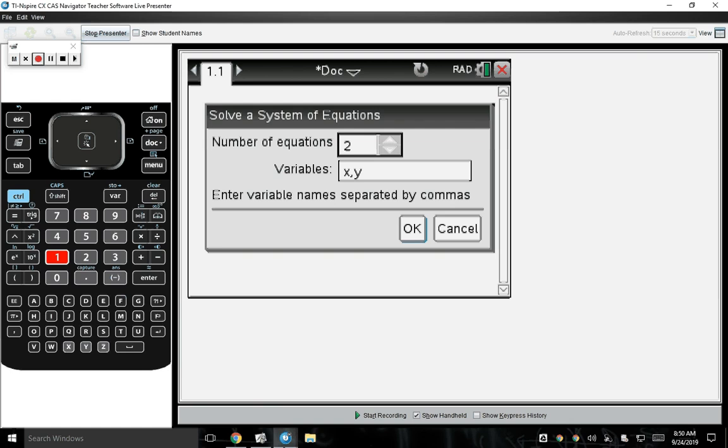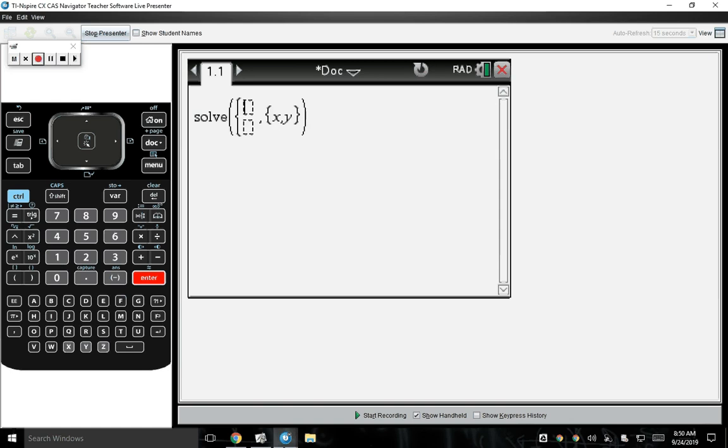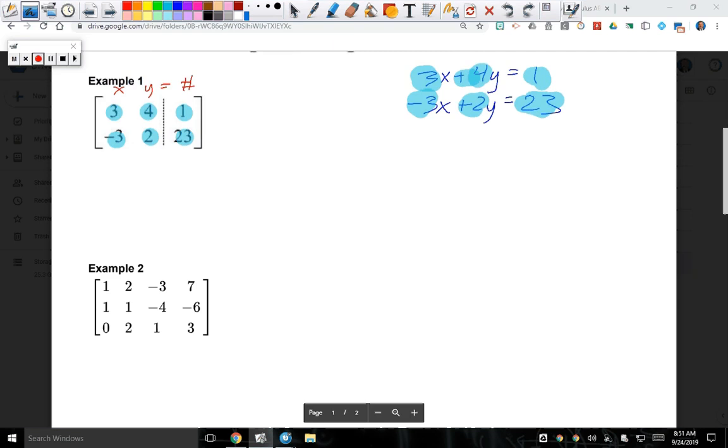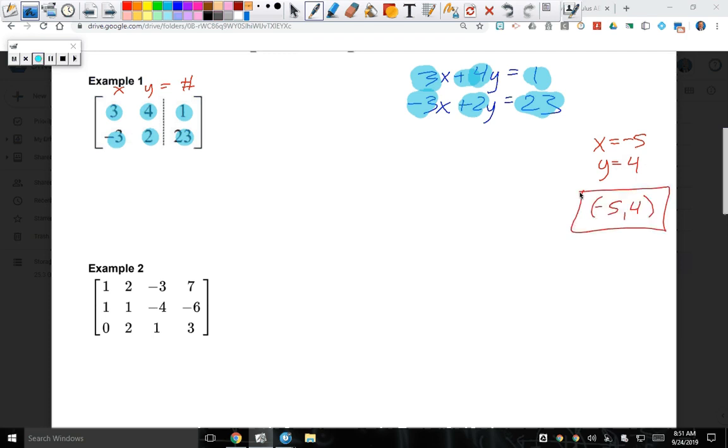We have two equations, and they're going to be 3x plus 4y is equal to 1. Kick down and do negative 3x plus 2y is equal to 23. And I get my answers are negative 5 and 4. Okay? So back over here, I'm going to quickly write the answers that we're looking for: x is negative 5 and y is 4. Otherwise, you can write it like that as far as your solution to the system.